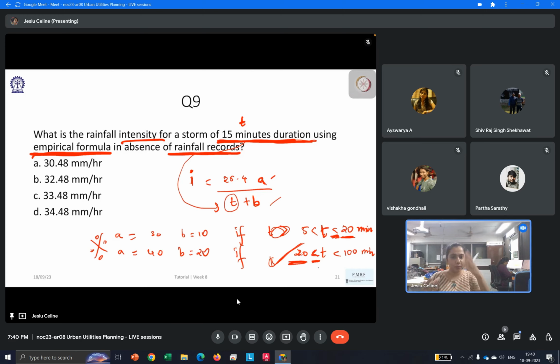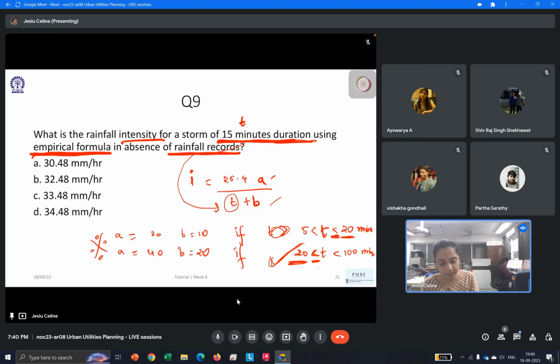So why is this happening? As we saw in the graph before, the intensity will also vary based on the duration of the storm. Usually, higher intensity storms last for a short duration. This is something which we physically observe also. High intensity storms are usually for short durations.